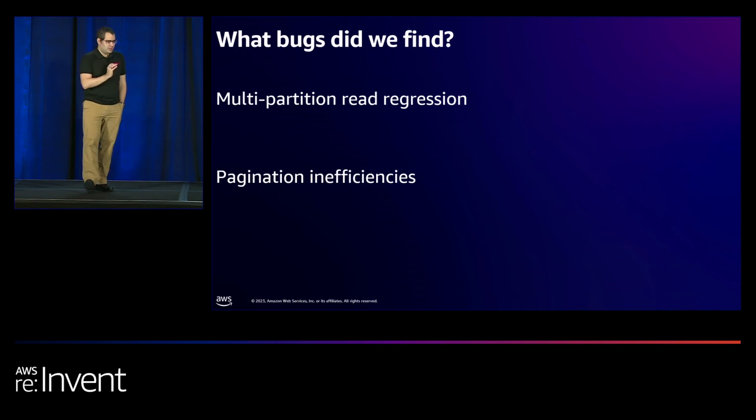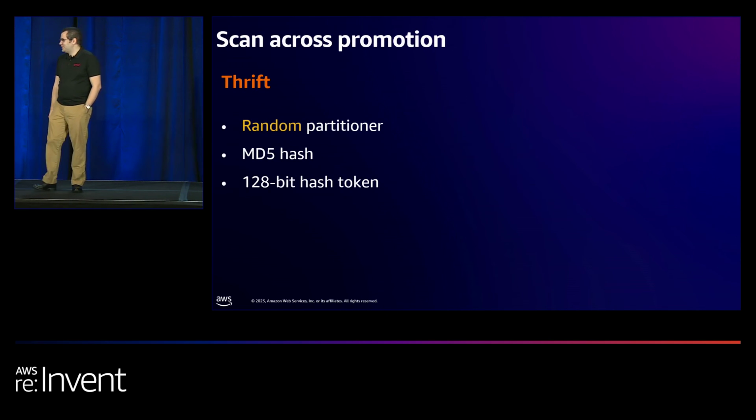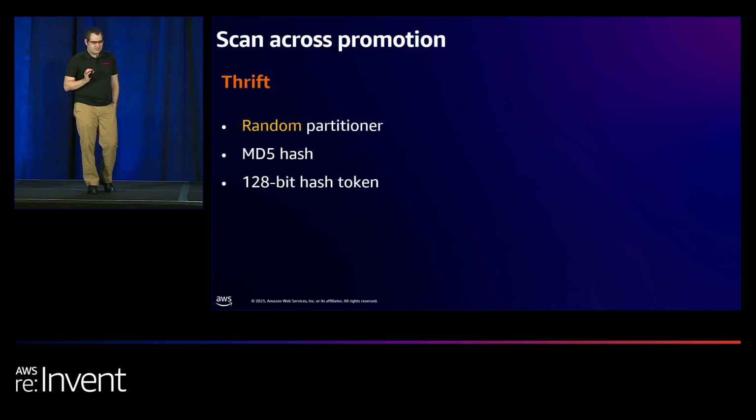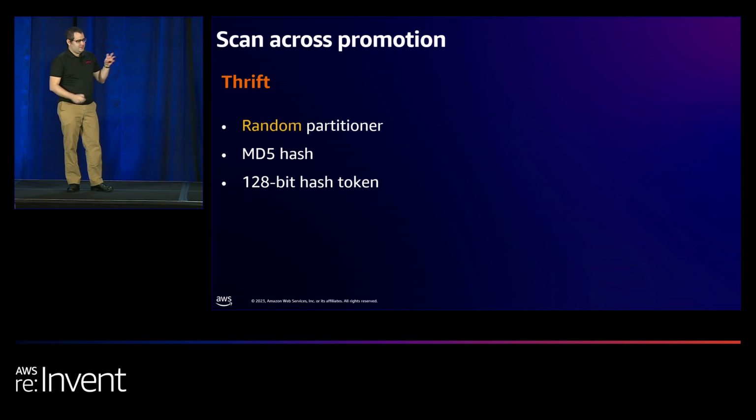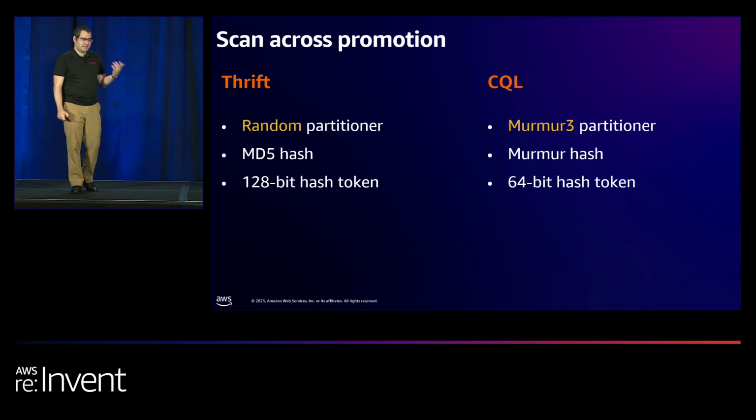All right, so multi-partition read regressions, pagination inefficiencies. What about scan? Oh, scan. Scan was full of so many problems. Scan across promotion was very frustrating because the two data stores don't provide the same sort order across hash keys. That's because Thrift used something called the random partitioner, which essentially is just taking an MD5 hash of the key, and then that's how it locates a 120-bit token on a ring. CQL, on the other hand, had quite intelligently moved to the murmur3 hash, which is faster and produces a nice 64-bit hash token.